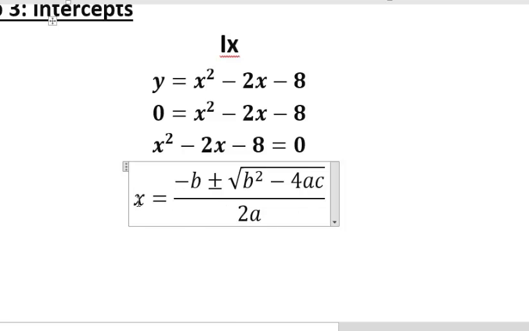It's x equals negative b plus or minus the square root of b squared minus 4ac, divided by 2a. That's the formula. Yes, I know it by memory.